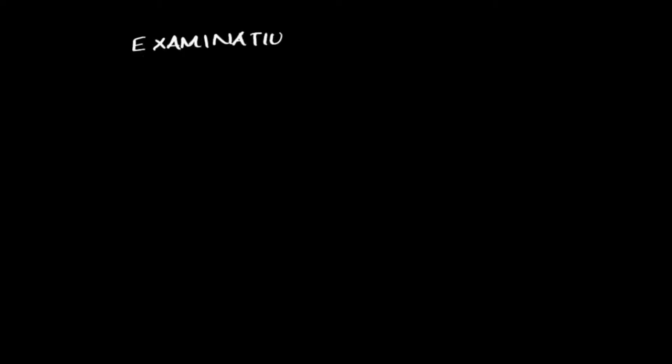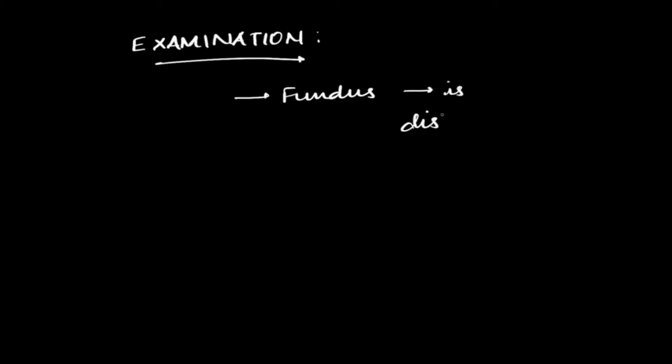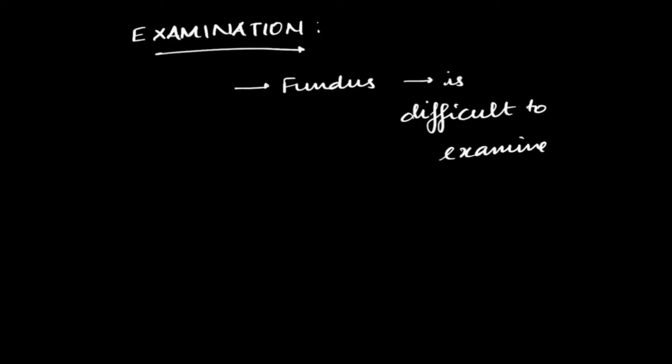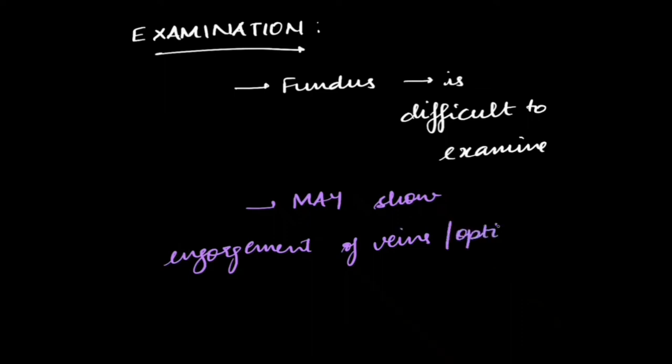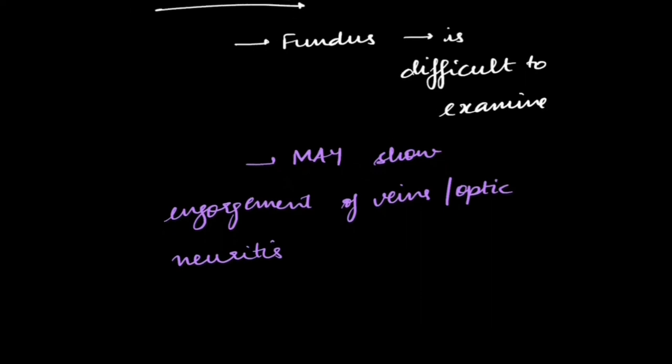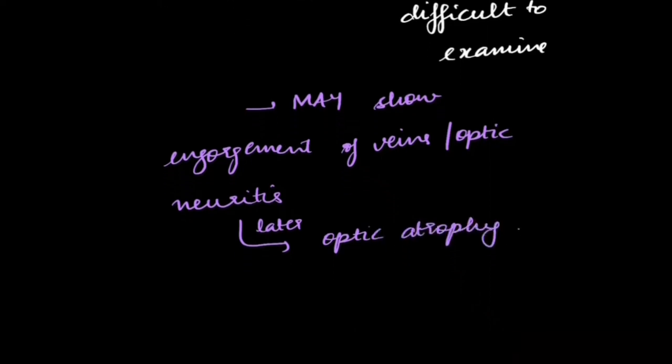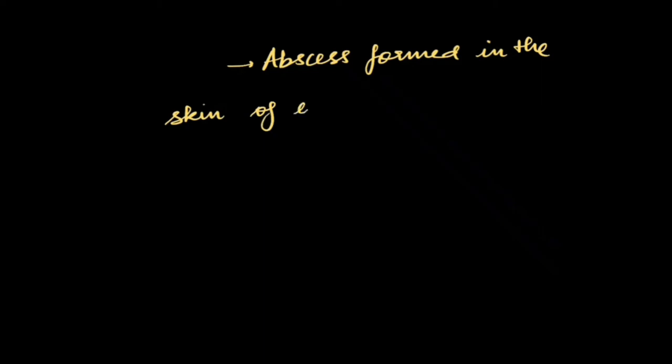So now coming to the examination. When you try to examine the fundus, it will be difficult due to the inflammation, and the fundus may show engorgement of veins, or optic neuritis, already seen. Later it may progress to optic atrophy. An abscess may be formed and usually points somewhere in the skin of the eyelids near the orbital margin and may empty into the conjunctival fornices.